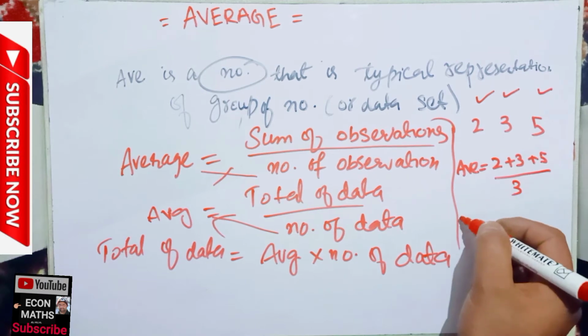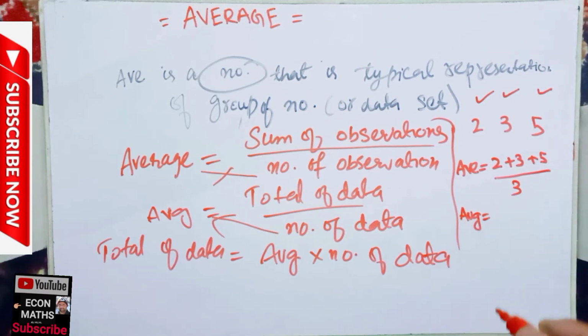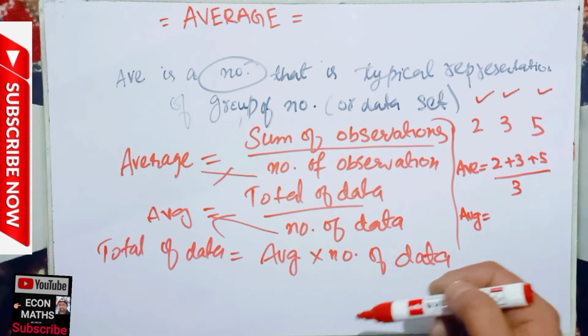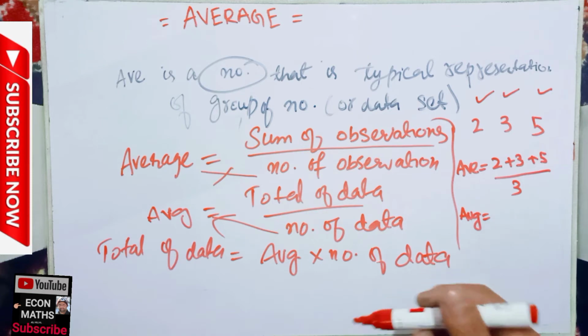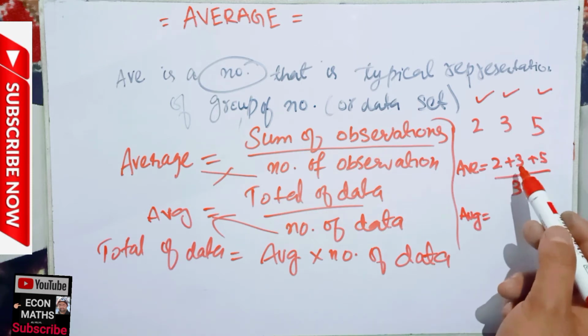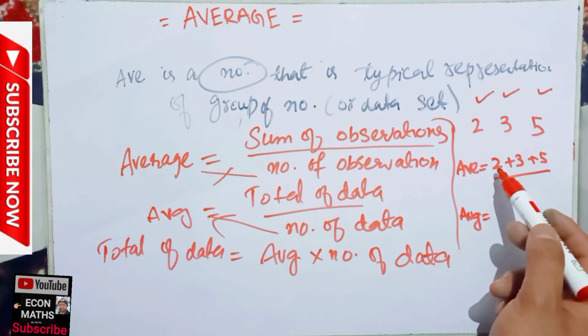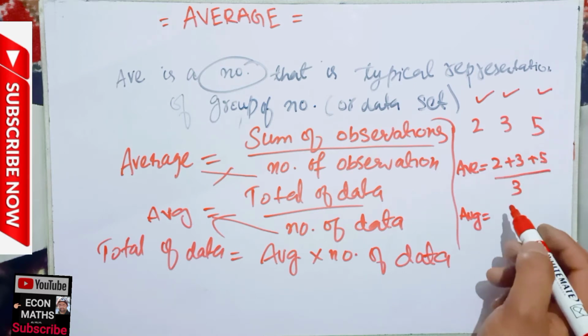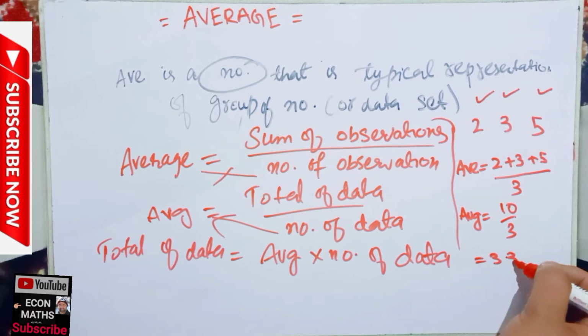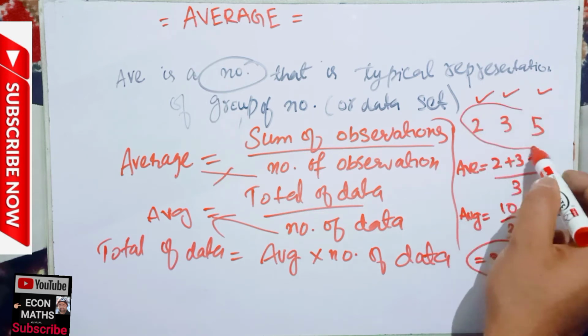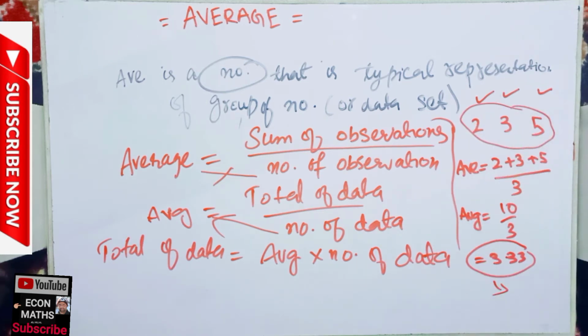It is a very easy concept, but when used in numericals, it becomes somewhat interesting also. So here our average will be 2 plus 3 is 5 plus 5 is 10 divided by 3, that is 10 over 3, which is equal to 3.33. So the average of these numbers is 3.33. Now let us take some numericals and let us solve them.